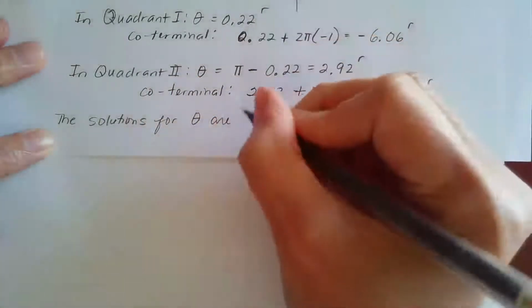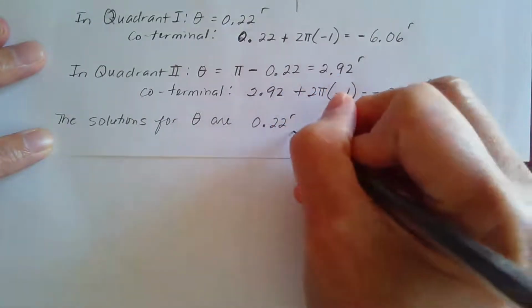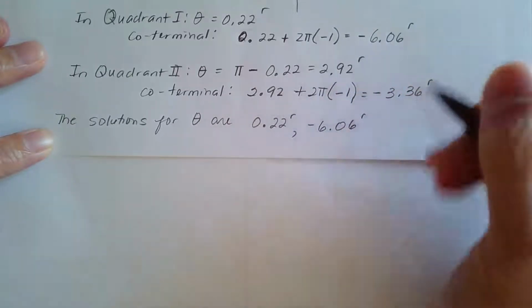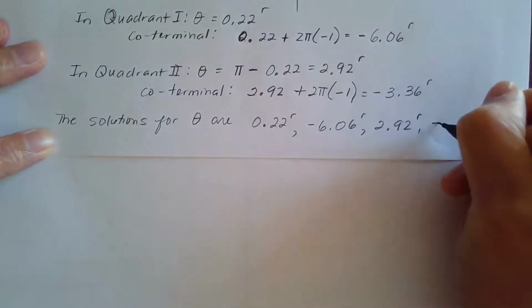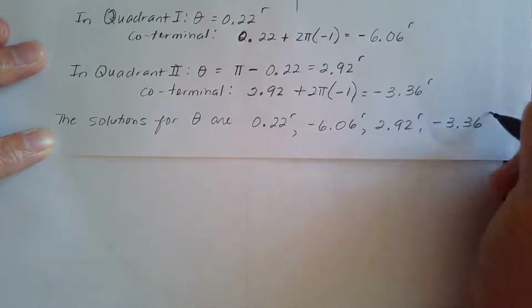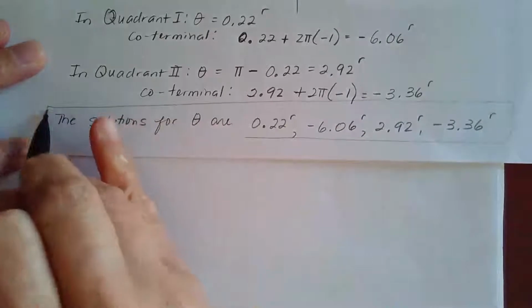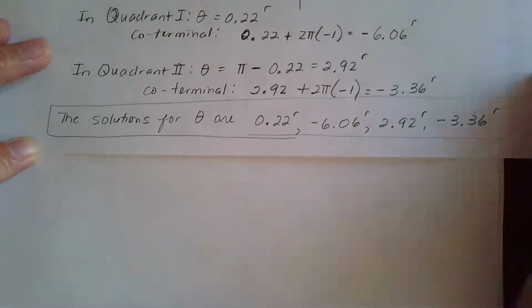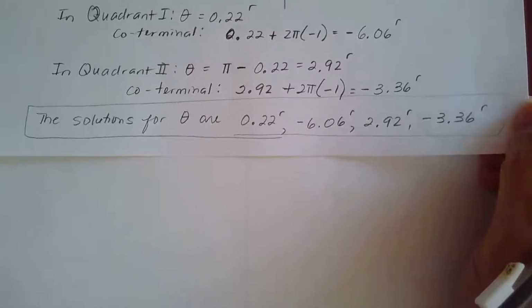Okay, so in terms of our theta, the solutions are 0.22 radians, negative 6.06 radians, 2.92 radians, and negative 3.36 radians. We have four solutions in that particular case. Okay, so that's that part. Well, yeah, it's a long one. It's not a short one. There are so many things to unpack here.